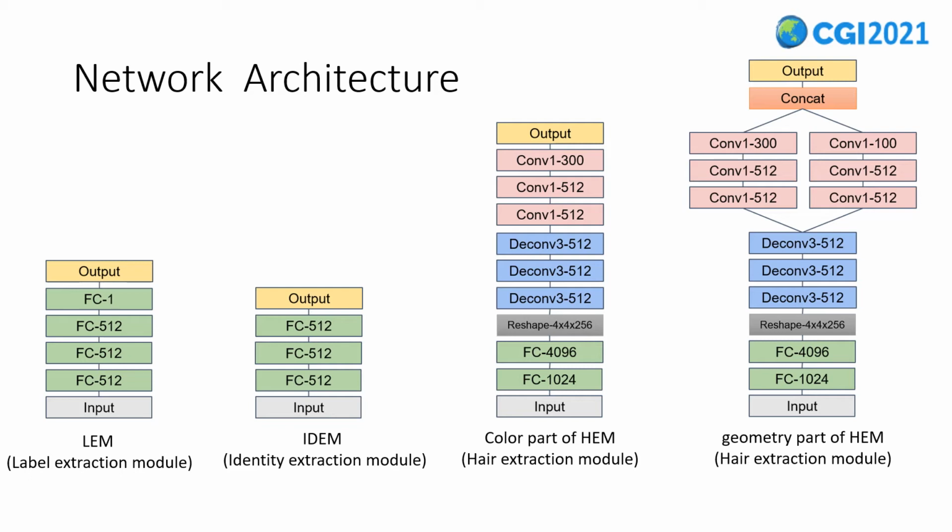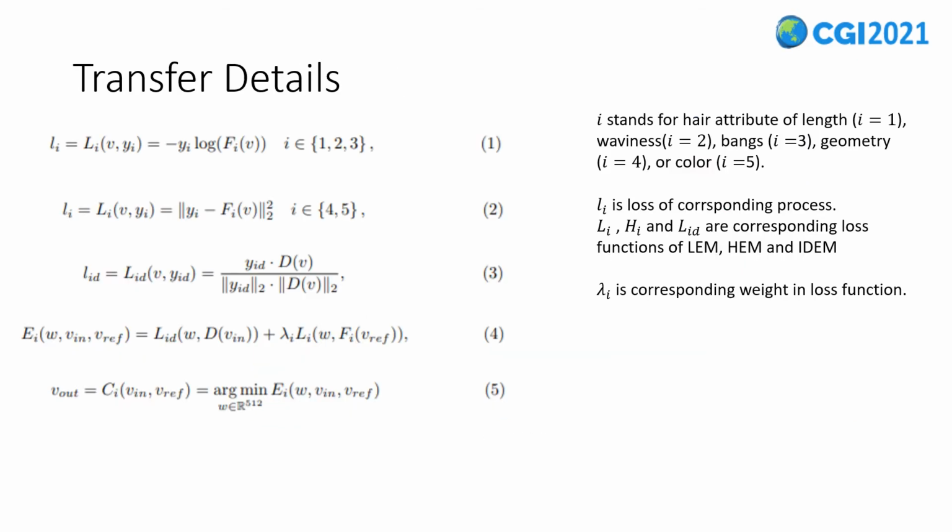For HEM, the output is 3D hair model with 1,000 strands of hair. So we extract hair model with the deconvolutional networks. The third figure is color part of HEM, and the fourth is the geometry part of HEM. We chose cross entropy for label loss in LEM, L2 norm for hair loss in HEM, and the cosine value for identity loss in IDEM.